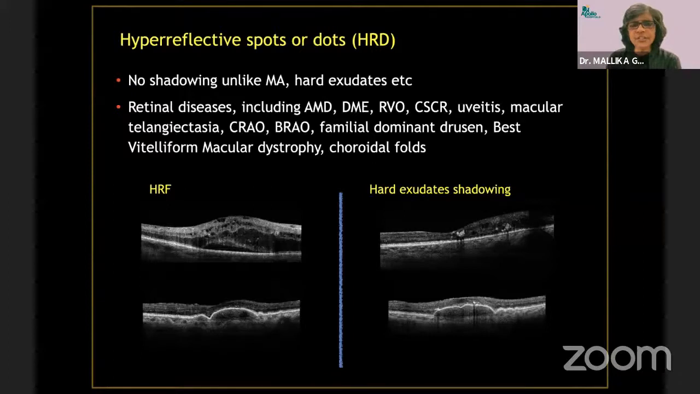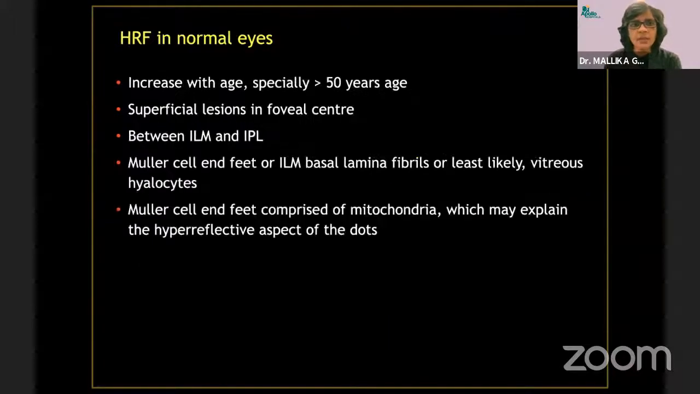An important feature is that they do not cause shadowing despite their hyperreflectivity, unlike hard exudates and microaneurysms. As you can see on the right side, these are the other lesions, not HRF, which cause shadowing, unlike on the left side. And these can be seen in a wide variety of retinal problems, not just vascular, but also CSR, uveitis, even vitelliform and heredomacular degenerations, retinal arterial occlusions and venous occlusions, choroidal folds.